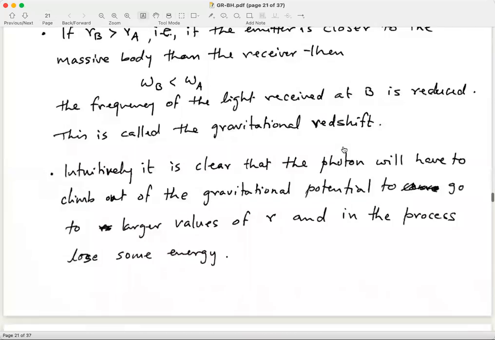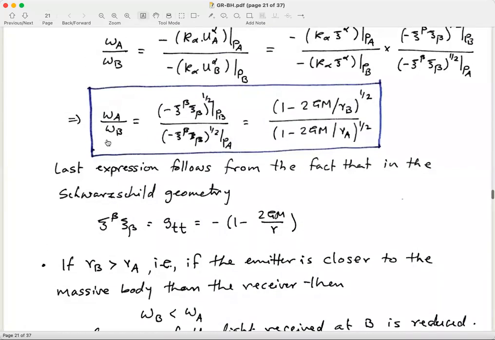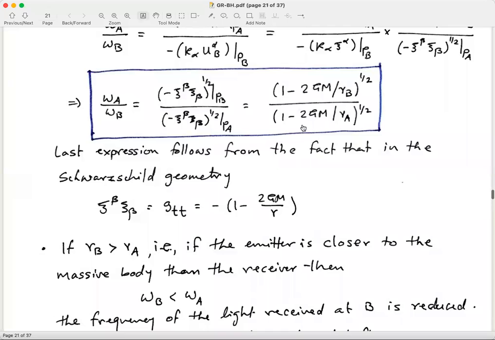So if you go back to this formula and you want to ask what is the point at which the redshift would become infinite, that would happen when this quantity becomes zero. And that just tells you that if RA is equal to 2GM, then this quantity vanishes. But RA equal to 2GM is what's called the horizon. So the horizon in the case of Schwarzschild geometry also turns out to be a surface of infinite redshift.